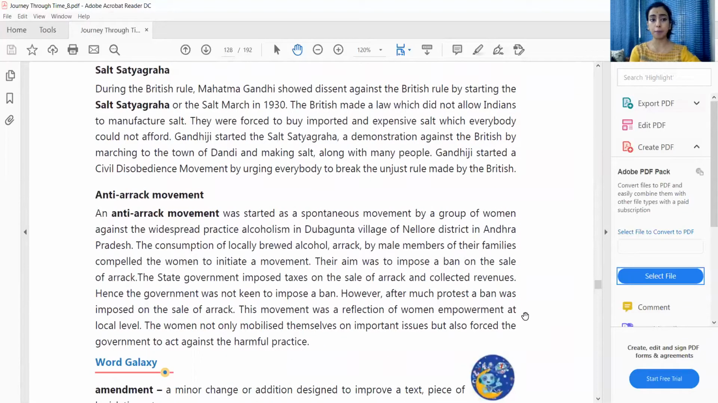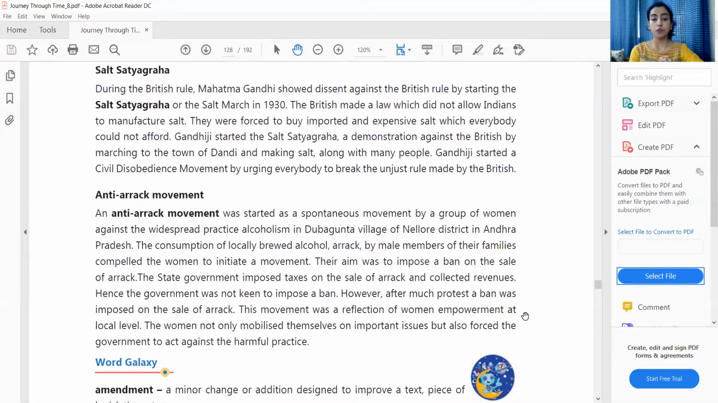The last example that talks about dissent is the anti-Arak movement. This is a movement that took place in a village called Dubaganta, which is in Nellore district of Andhra Pradesh. What happened there? This was a women's movement, started by the women. Now, why did they start this movement? They started the movement against the consumption of alcohol. There was high consumption of alcohol in Dubaganta village of Nellore district in Andhra Pradesh.